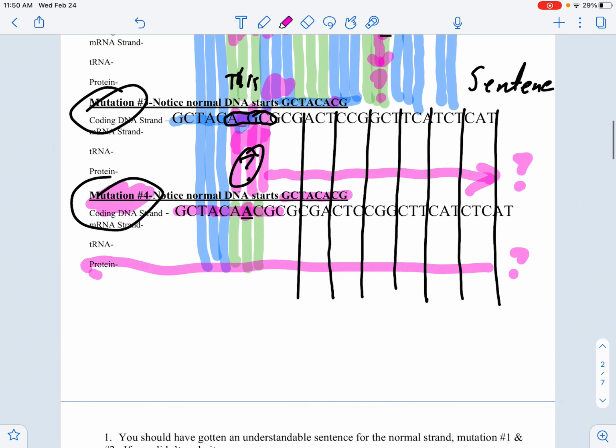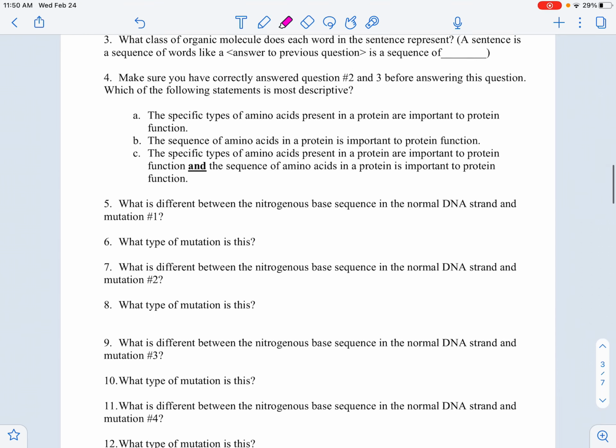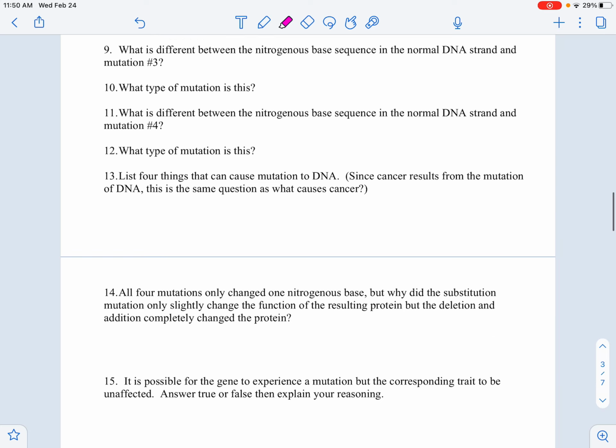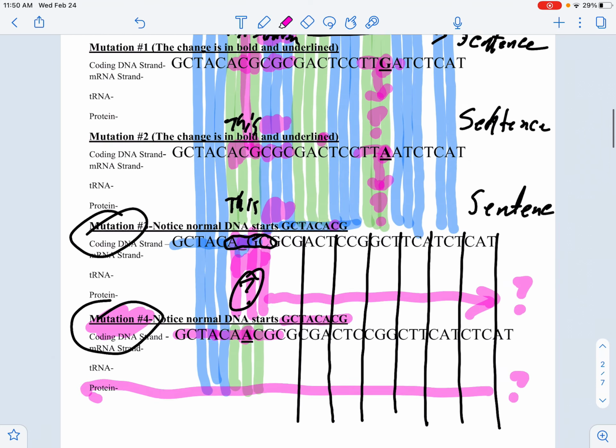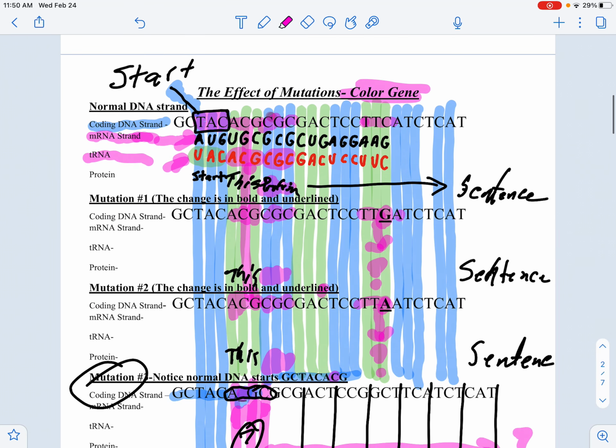Okay, and then once you got that, go ahead and work on the questions here. Personally, I think this is a great activity for showing what effects mutations can have. So if you got any questions, please let me know.